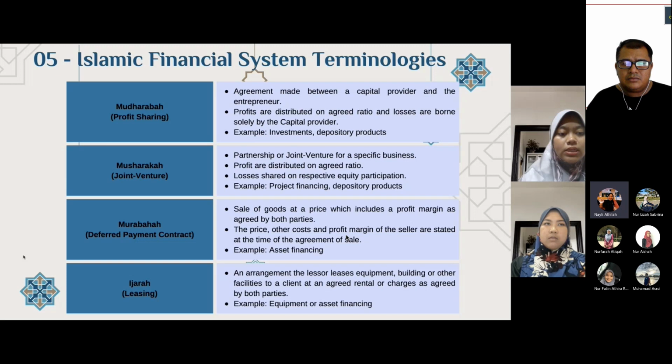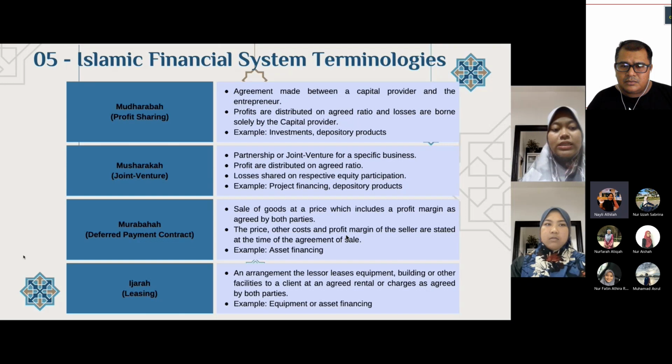Untuk musyarakah pula, which is joint venture, it refers to a partnership or joint venture for a specific business. The distribution of profit is a portion based on agreed ratio and losses are shared based on respective equity participation. For example, project financing, asset financing, or depository products.